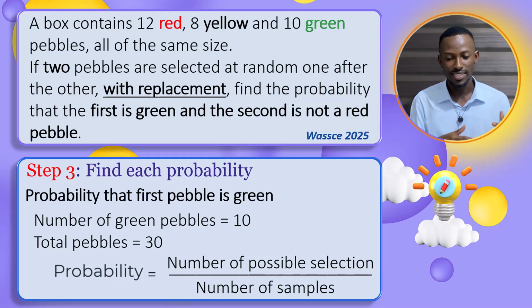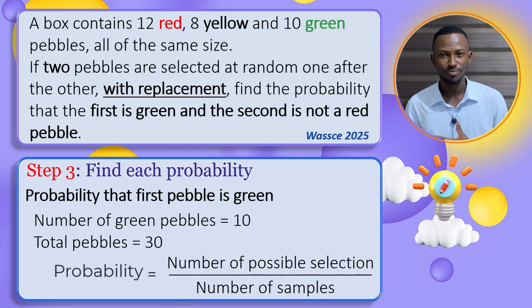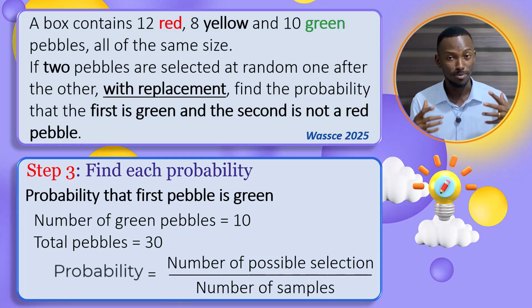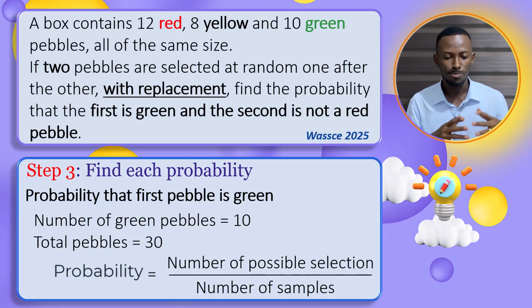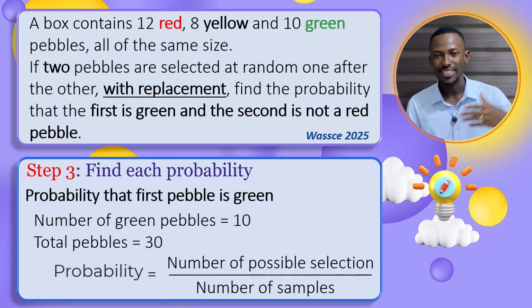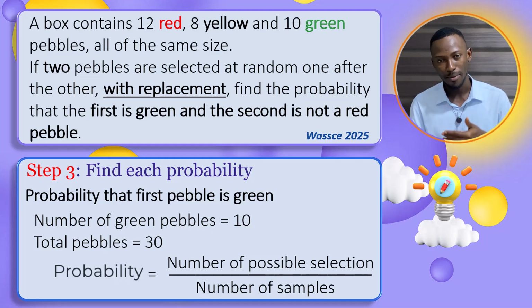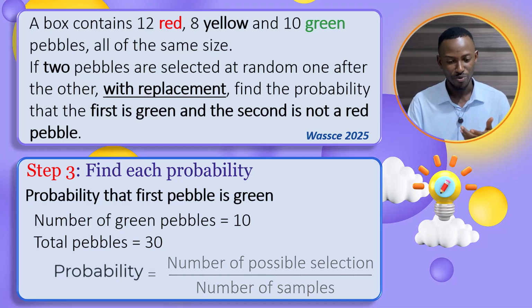So the formula for probability is number of possible selections divided by number of samples. That's the general formula for probability: number of possible selections divided by number of samples. So for this part, finding the first pebble being green is the number of green pebbles divided by the total number of pebbles. So let's go right in.